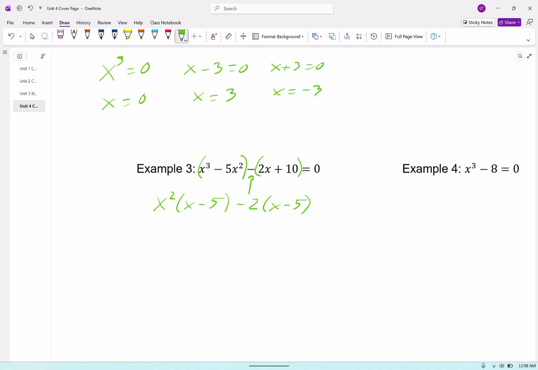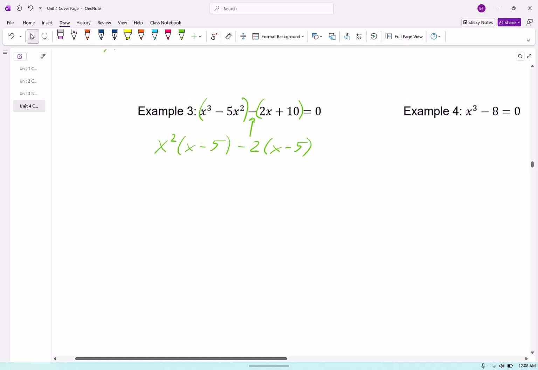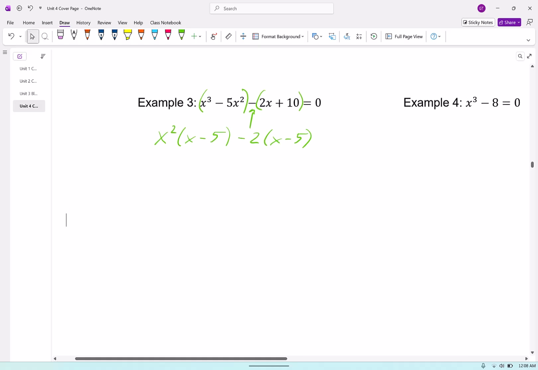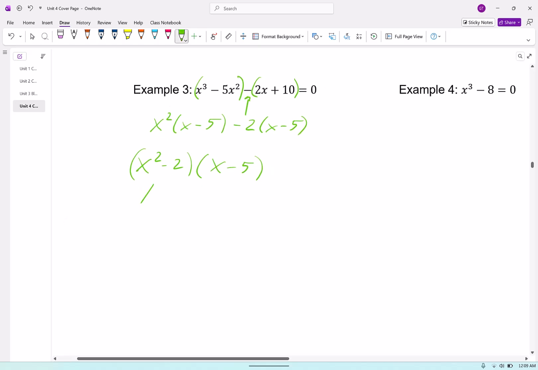So if I do negative 2 times x, I get negative 2x like it is. But if I do negative 2 times negative 5, that's going to give me a positive 10. So that's how I make sure that I got that as the same thing. So now I take the 2 terms outside of it and put them together, x squared minus 2, and then I take the other term as well. So then I'm going to take each of these and solve for x.